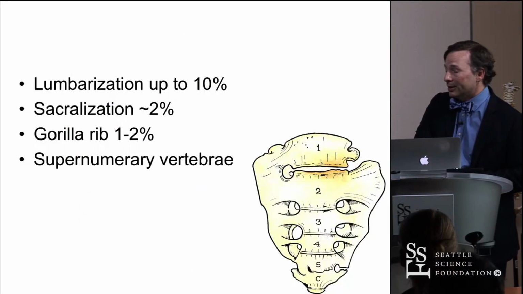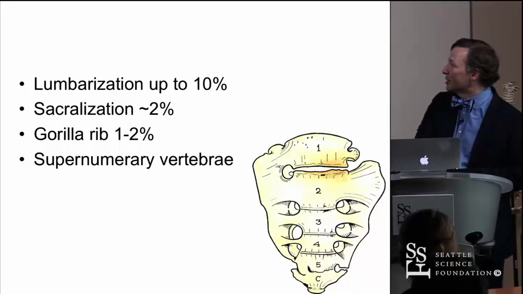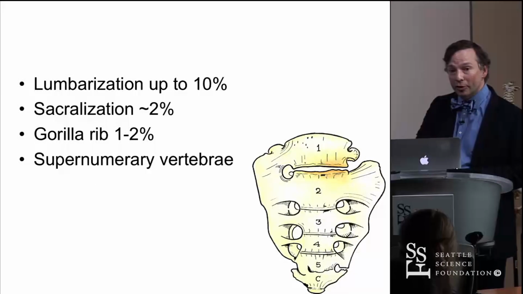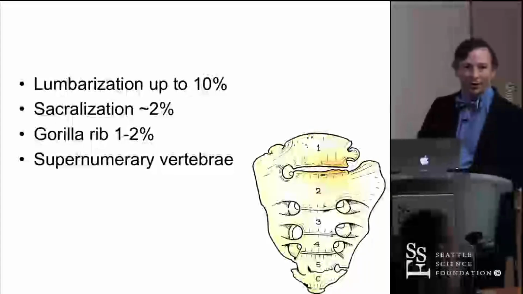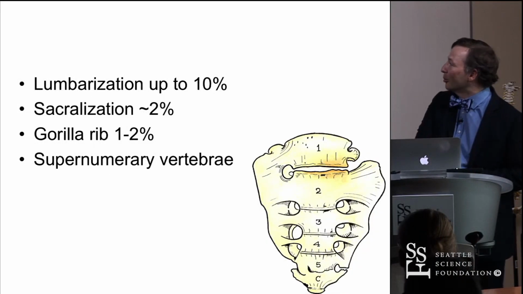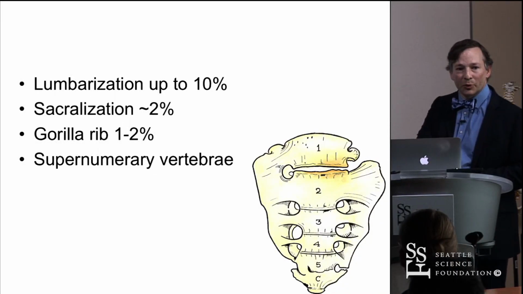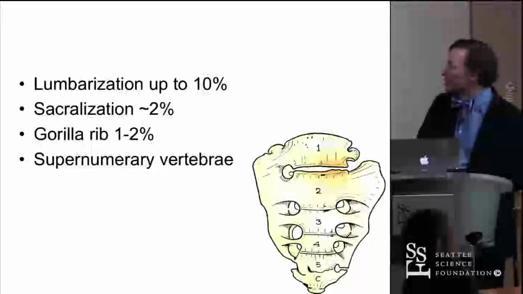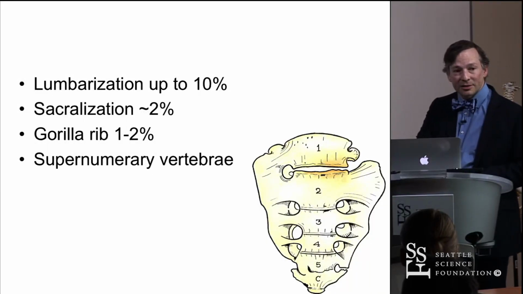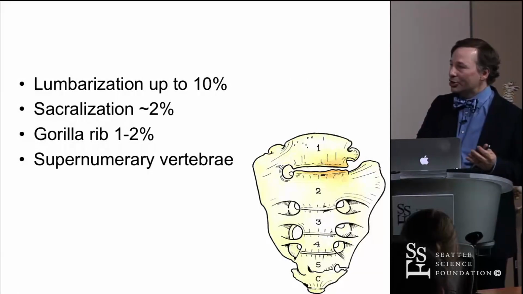You can have oddities of this area of the spine. Some common things would be supernumerary vertebrae, so you have an extra thoracic or an extra lumbar, or fewer than the normal number of lumbar or thoracic vertebrae. Lumbarization and sacralization can happen, up to 10% for lumbarization. Gorilla ribs, has anyone heard of that before, where you have a rib associated with one of your lumbar vertebrae. Those happen more rarely, but we see them occasionally. The transverse process of the lumbar vertebra is essentially a rib, so this is an elongation of that transverse process.